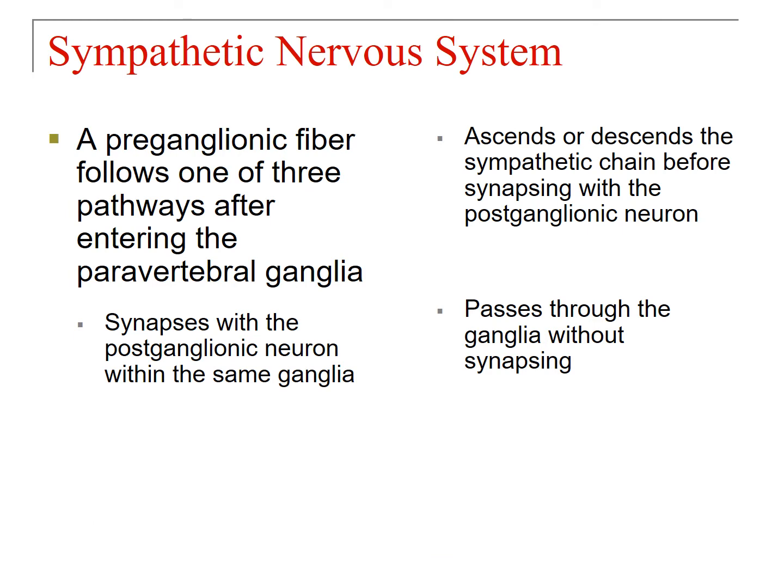A preganglionic fiber will follow one of three pathways after entering the paravertebral ganglia. We are still in the sympathetic nervous system, and there are three pathways which we're going to see and that I've animated for you. In the first pathway, you synapse with the postganglionic neuron within the ganglia that's at the level where it exits the spinal cord. In the second pathway, you can ascend or descend the sympathetic chain before you have your synapse. And in the third pathway, you can pass straight through the paravertebral ganglia without synapsing at all. So let's take a look at these three.